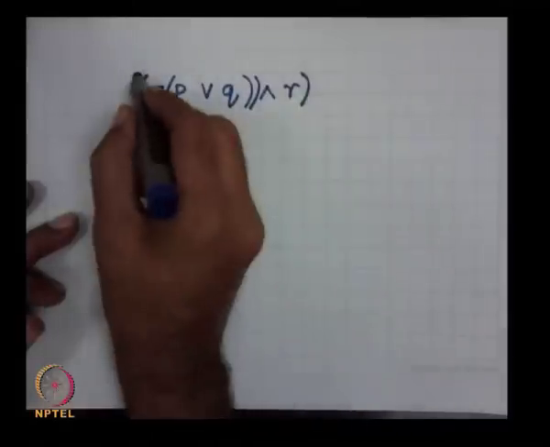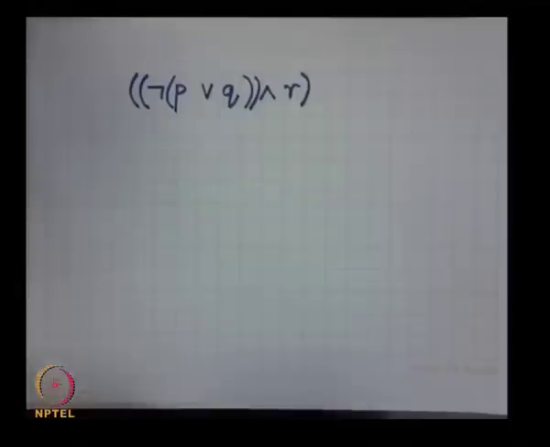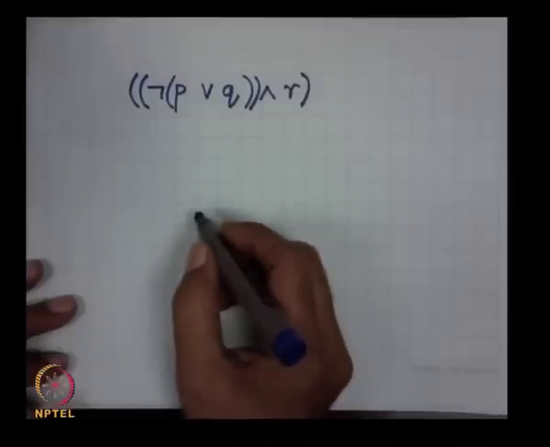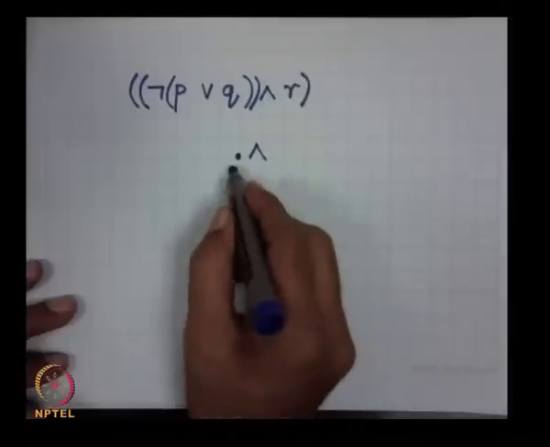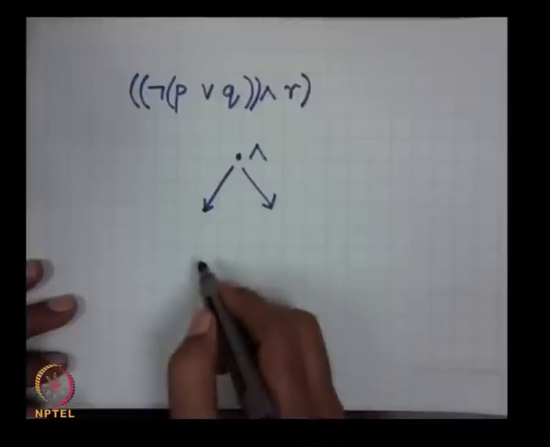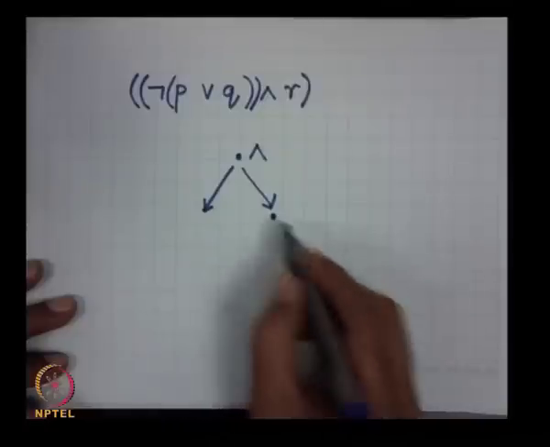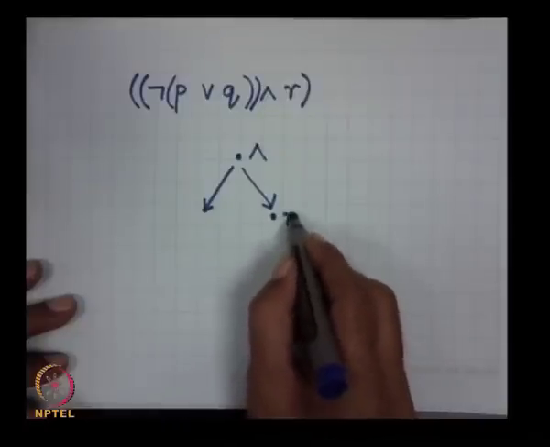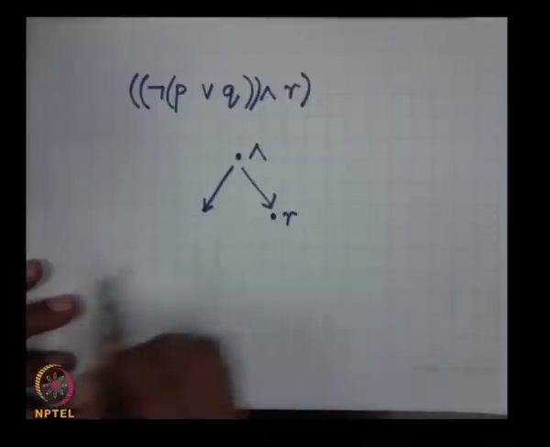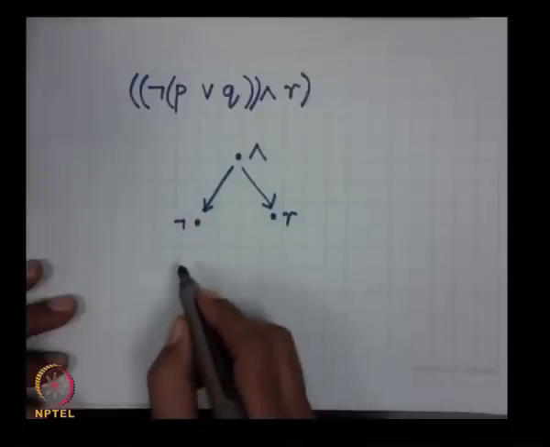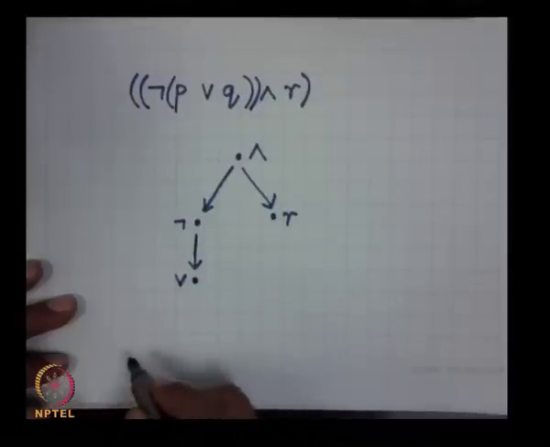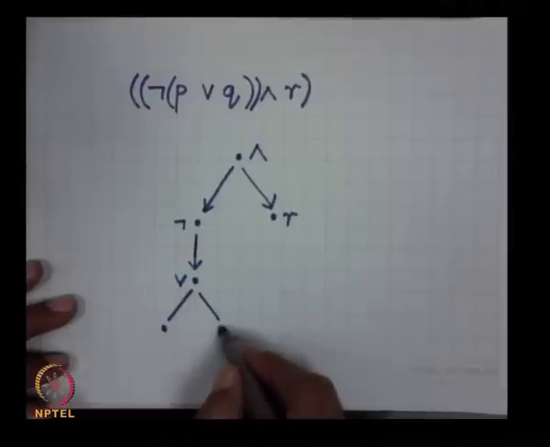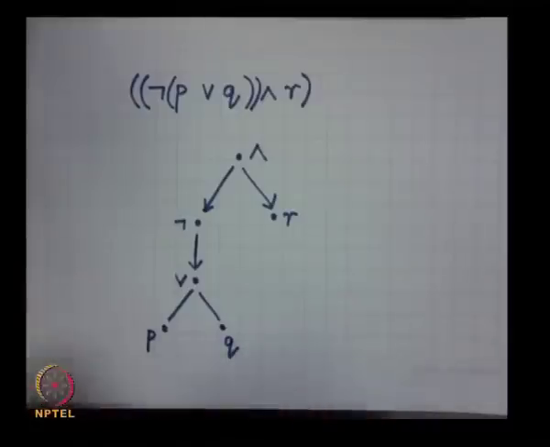Actually, this is a completely parenthesized formula, and what this represents is an abstract syntax tree, in which I have as a root node the AND operator, which has two subtrees. The right subtree is essentially just a leaf node consisting of the proposition R. The left subtree is a negation under which there is a subtree whose root is OR and of two atomic propositions P and Q.